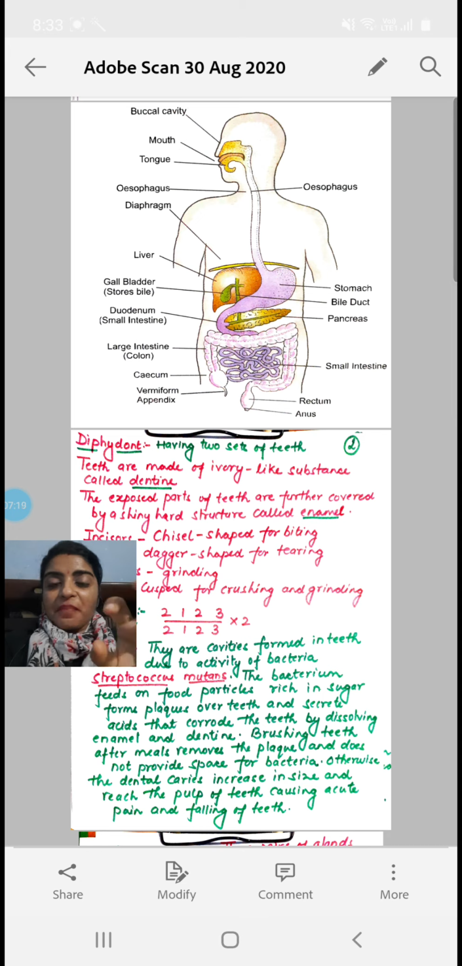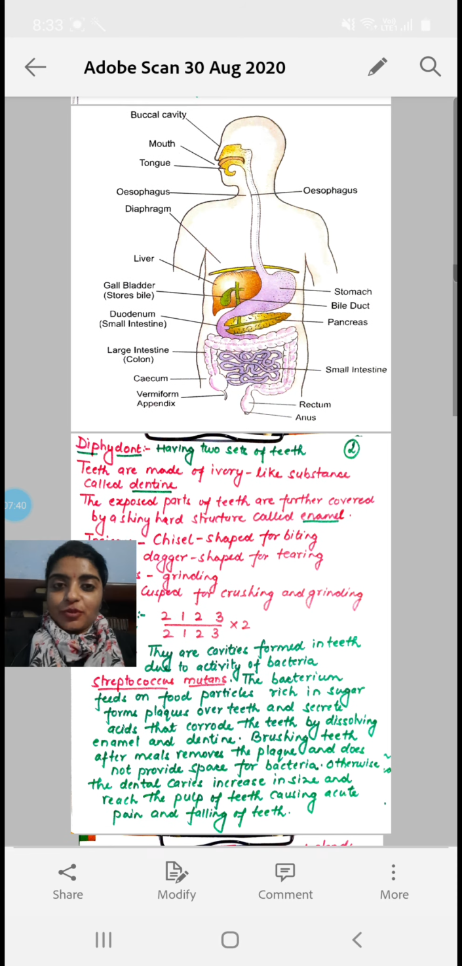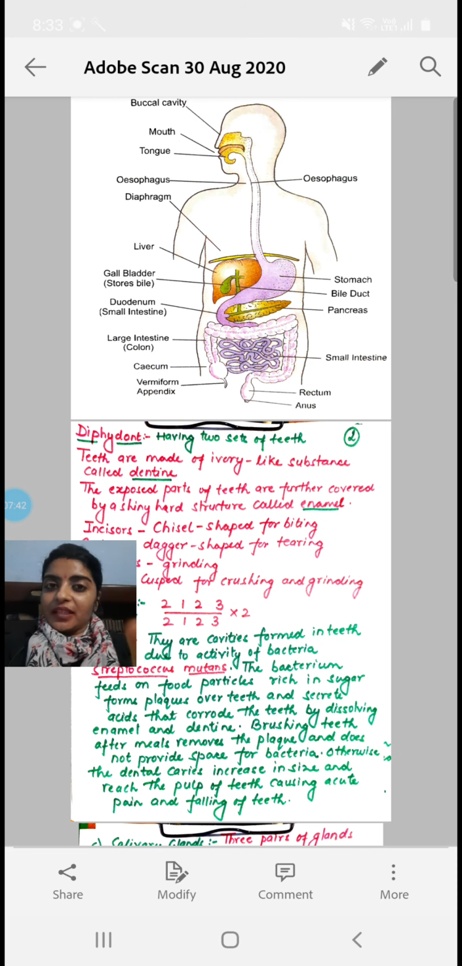From the mouth, if we start, we have the buccal cavity, then we move to another part, that is the food pipe or esophagus. Now this esophagus leads to the stomach, the stomach leads to the small intestine and the small intestine further leads to the large intestine. So this was the alimentary canal, okay, you can see in the diagram.